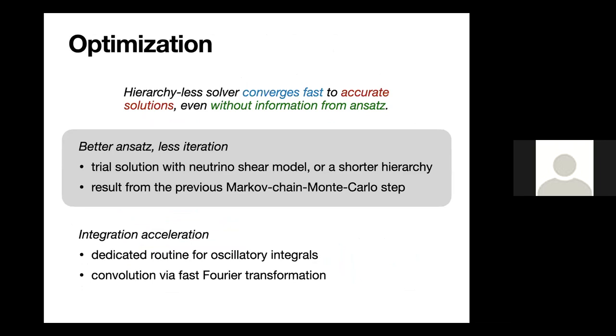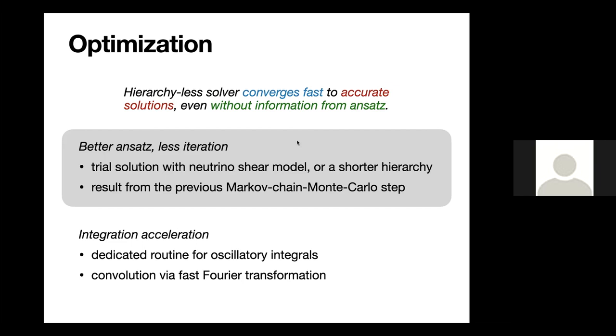So I have demonstrated that the hierarchyless solver converges very fast to very accurate solutions, even without any information from the ansatz. That is, if we start with no neutrino perturbation and do the iterative process, it converges very fast and to very accurate solutions. But of course, you don't need to do that. If you can provide more information in the initial ansatz of the iterative process, you will need fewer iterations. So we propose two ways to do this. The first way is to do a trial solution with a neutrino shear model or a shorter hierarchy, basically any model that can tell you, maybe not exactly, but roughly how the monopole and dipoles behave. If you use that as the starting case, then you can reduce the number of iterations you need.